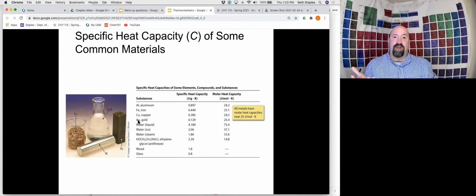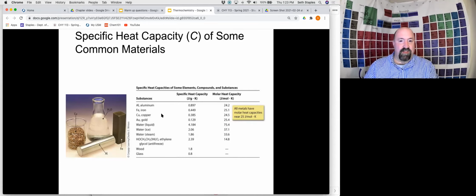We could do a simple test to find the density. If the density was, if I remember right, about 19 grams per milliliter, that's about the density of gold. So this specific heat would give us another tool in order to identify some unknown materials.